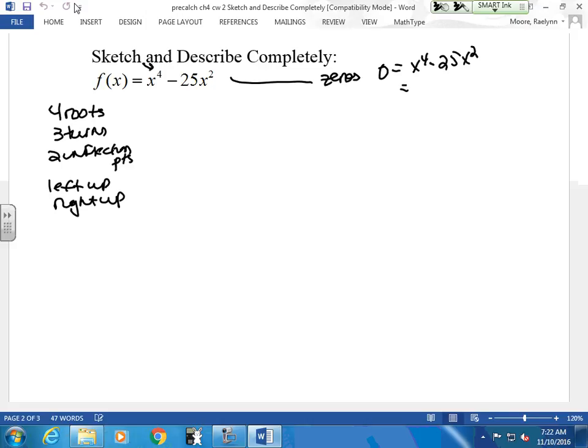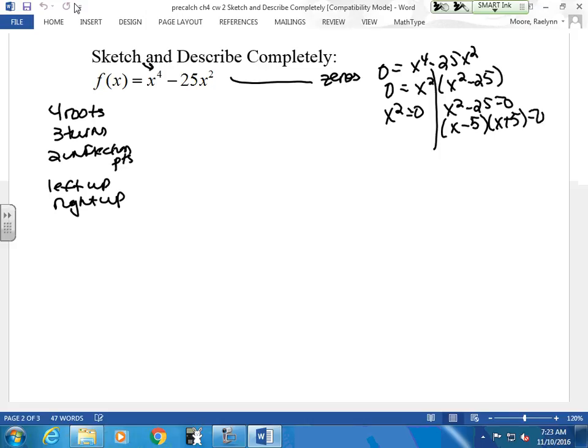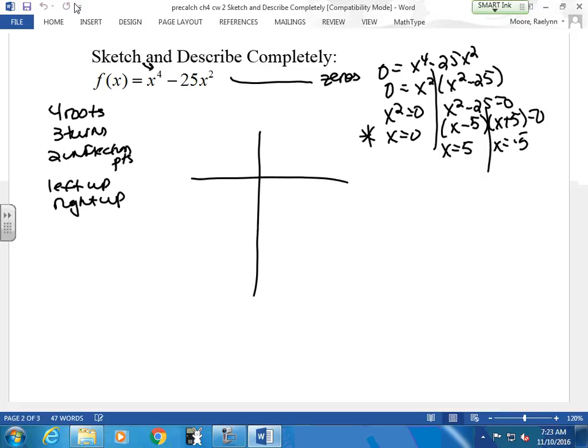So what can we factor out? X squared. And set these equal to 0. You can factor your perfect squares. You can add 25 and take the square root. Whatever you like to do. And this guy, what's that one give us? Double root. Good.